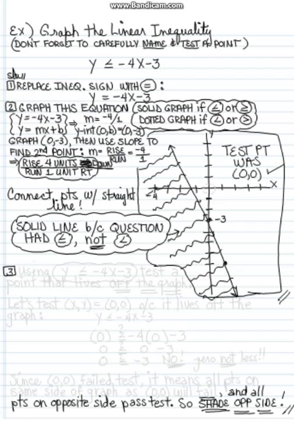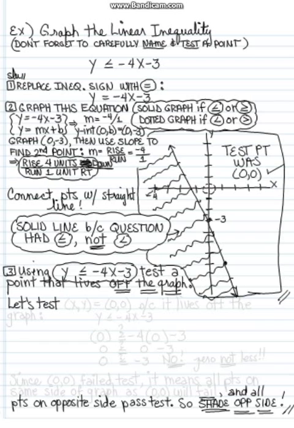Now pretend that scribbling's not there yet. We're going to use y less than or equal to negative 4x minus 3, the original question, to test a point that lives off of the graph. You have to choose any point that lives off of the graph. Now the easiest point to use is the ordered pair 0, 0 to test a point, but you can only use it if that point, which I just circled, lives off of the graph. Well, guess what? That point 0, 0 does live off of the graph. It lives off of that solid line that we drew.